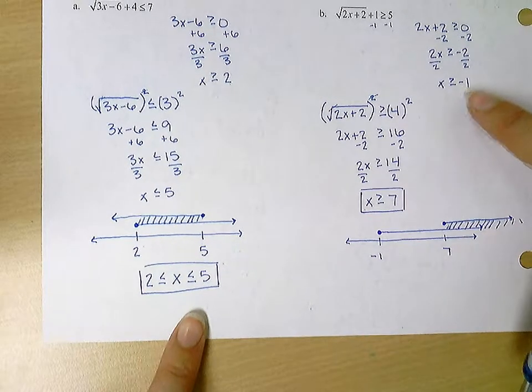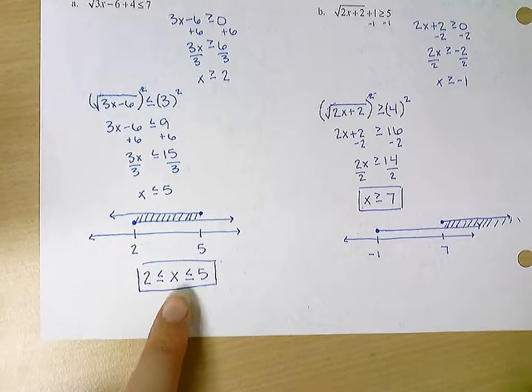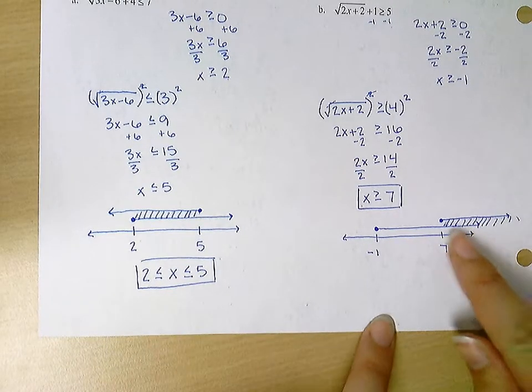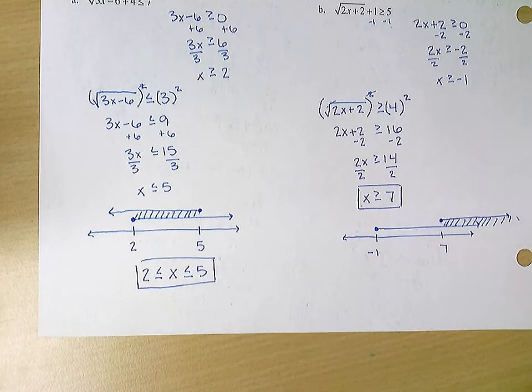So just because you had this domain here doesn't mean it always ends up in between the two. It could just end up this way. It could end up where you have no solution. So if they don't overlap at all, that's no solution. Make sense? Questions?